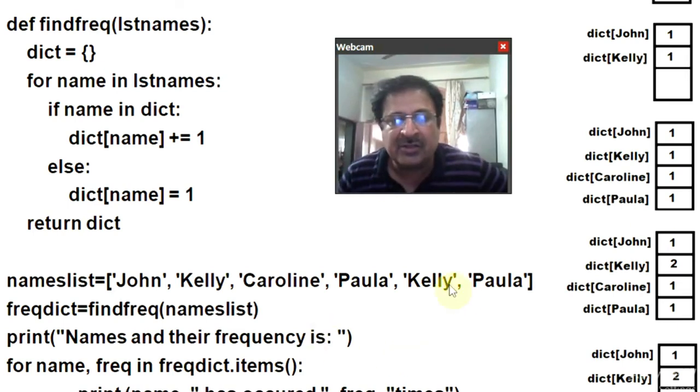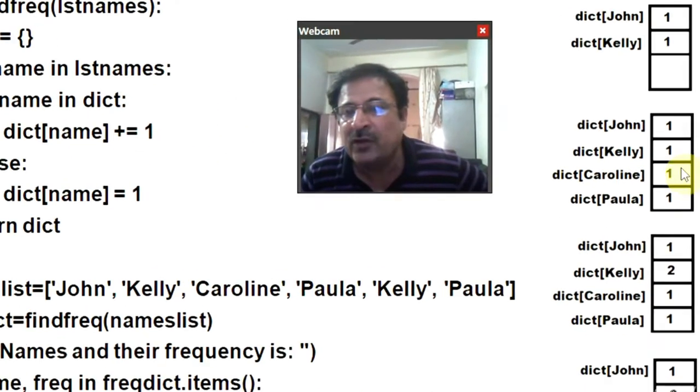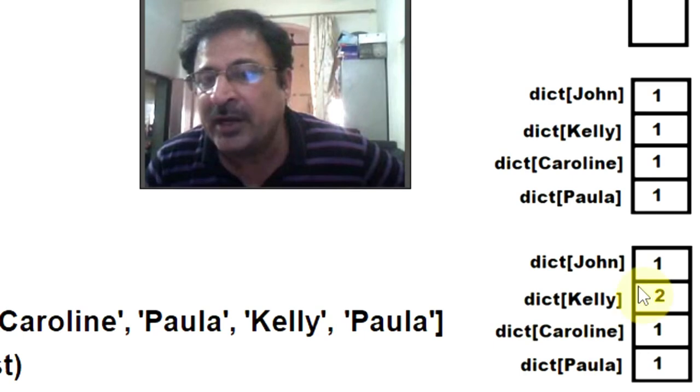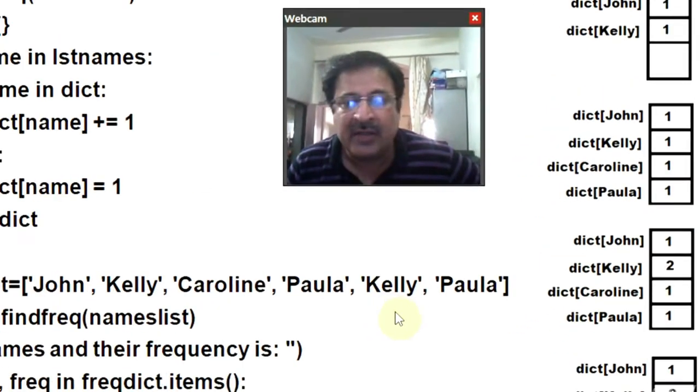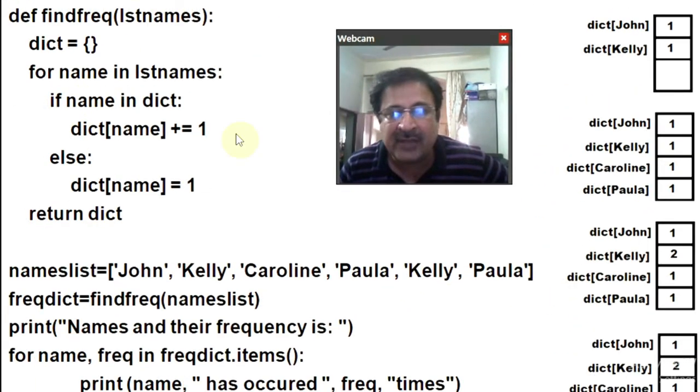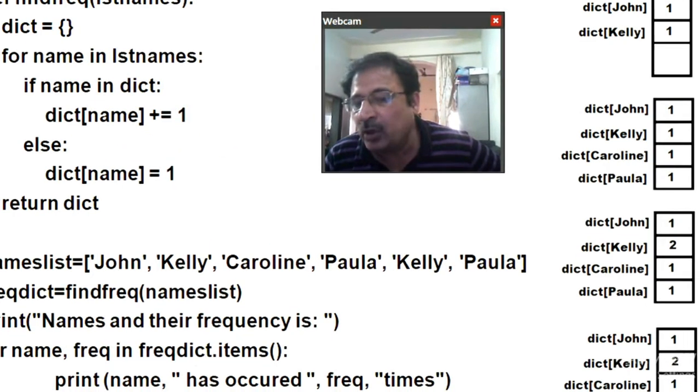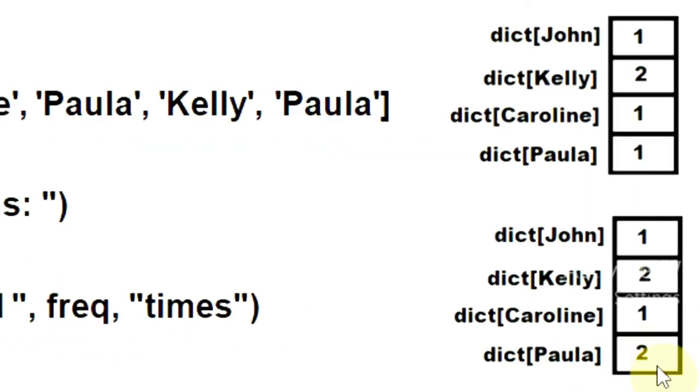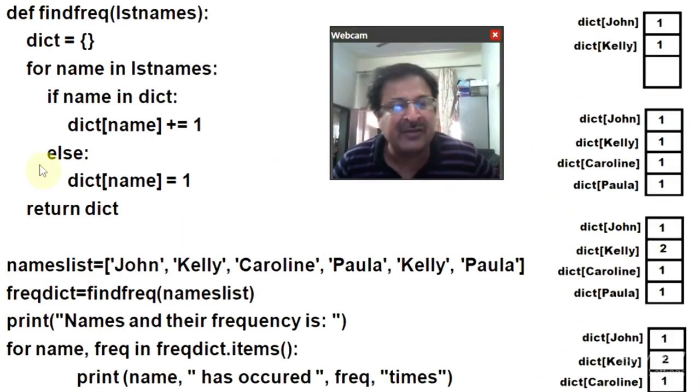In the next iteration, Kelly will be assigned to this name variable. Does Kelly exist in dictionary? Yes. So control will go into this if statement. The value of the dict Kelly has to be incremented by 1. The value of dict Kelly is 1. It will become 2, right? Next value is Paula. Does Paula exist in dictionary? Yes. So add the value 1 to dict Paula. So the value in the dict Paula index location will be incremented by 1. After that, the list items will get over.